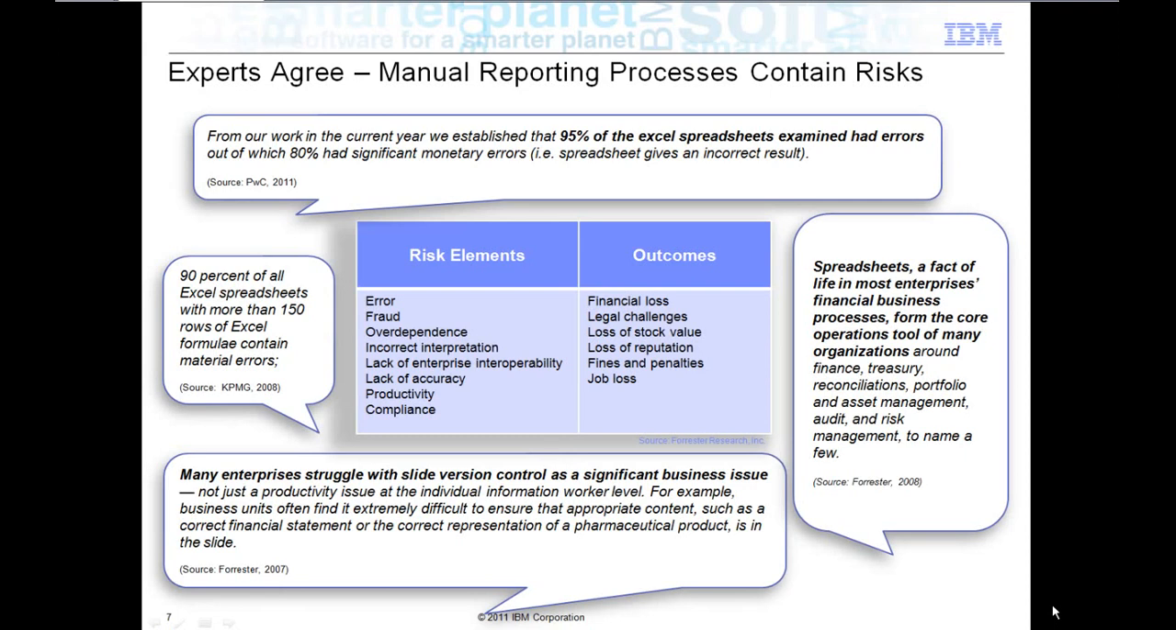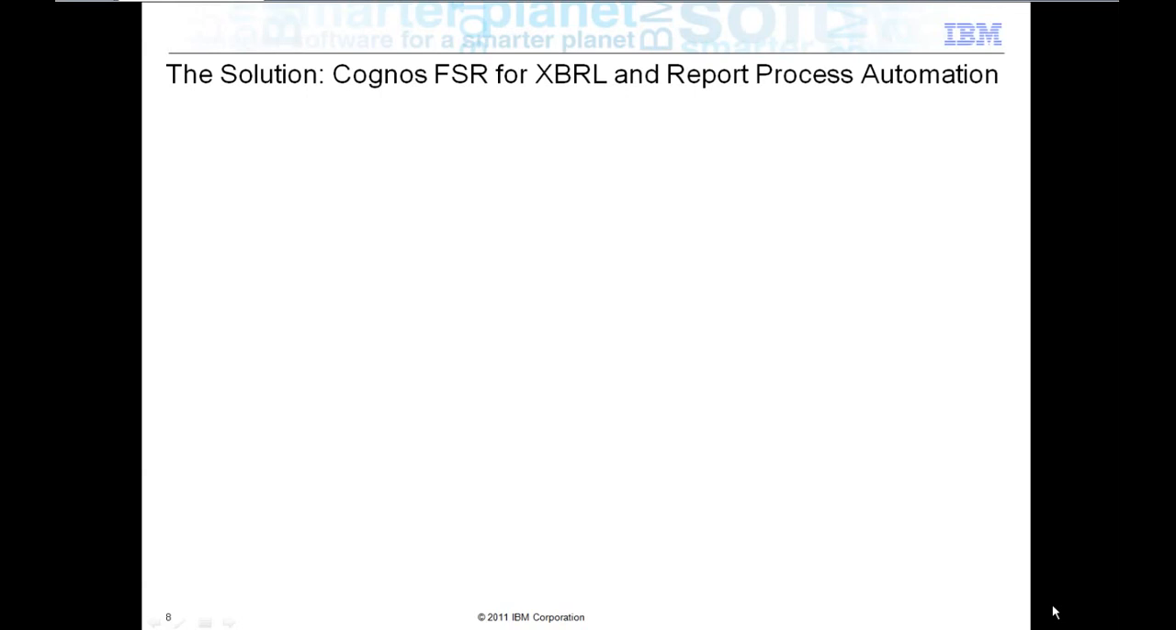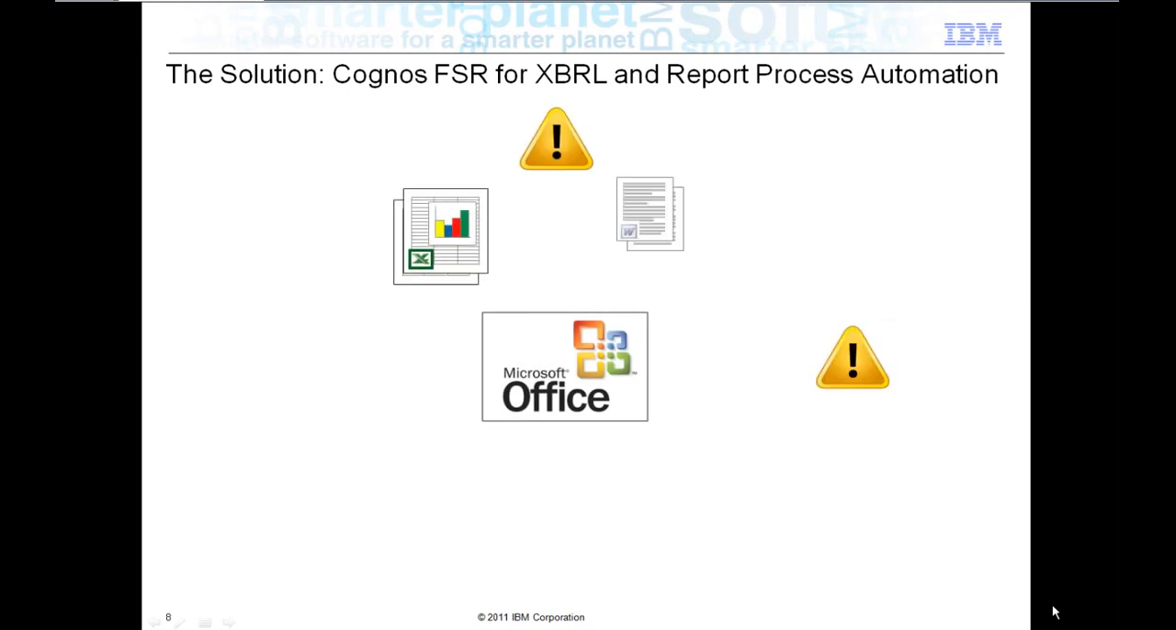And it's quite simply not too late if you have chosen to not address some of these areas before actually entering into your XBRL requirements and filings. So the solution here is Cognos FSR, and this is a solution for XBRL and report process automation.